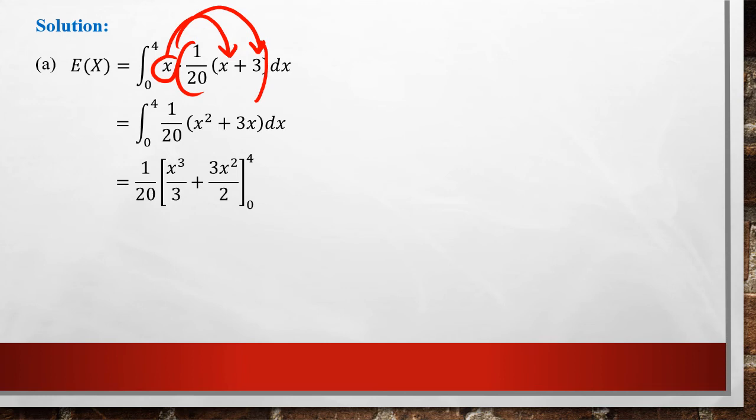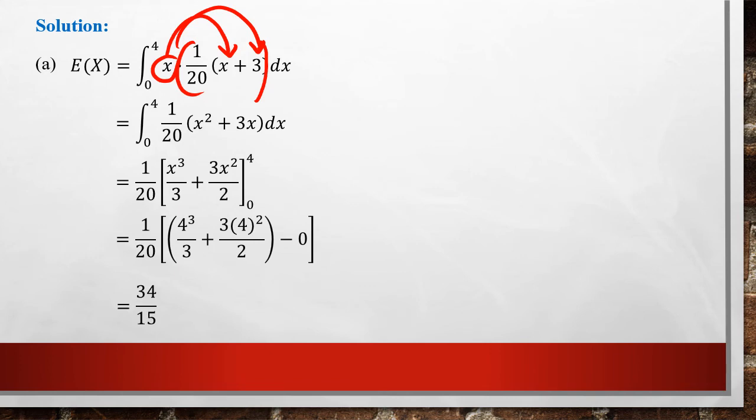And then substitute the value, we have 4 cubed over 3 plus 3 multiplied by 4 squared over 2, and then minus 0. And don't forget to multiply with 1 over 20. So what do we get as a result? It's 64 over 3 plus 3 multiplied by 16 over 2. So we have 34 over 15. The answer for the expected value is 34 over 15.